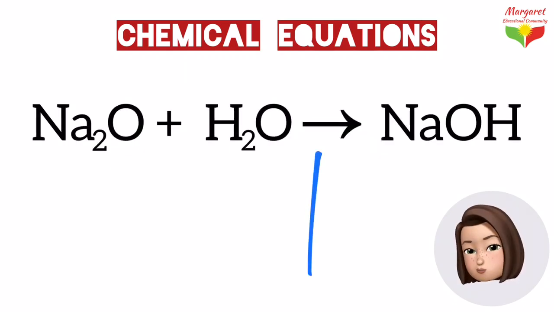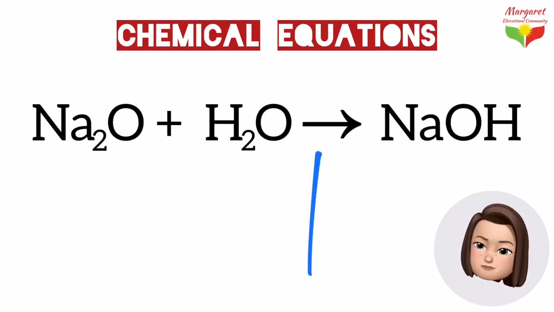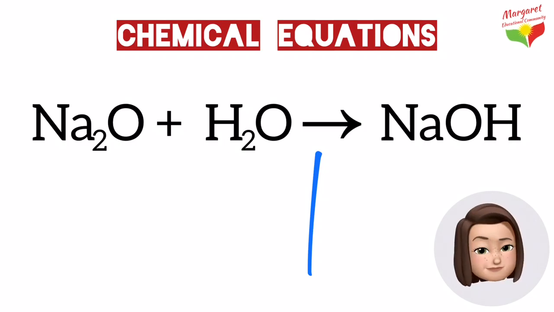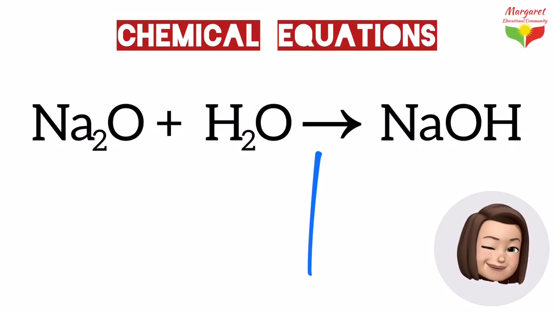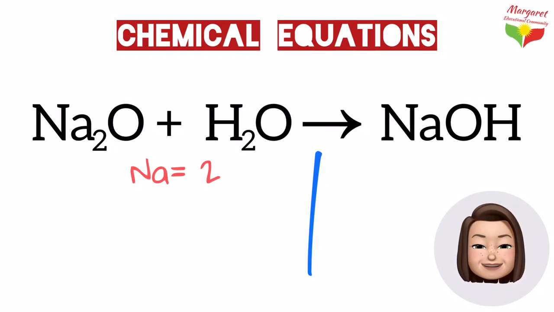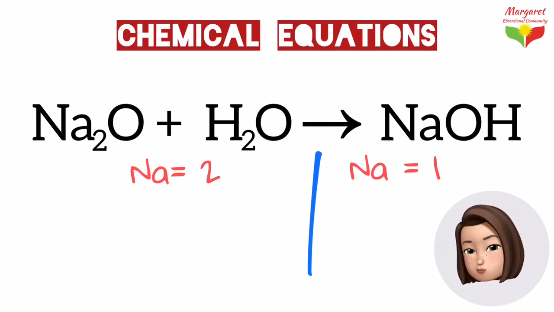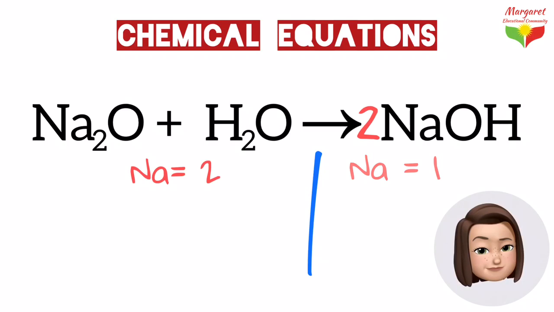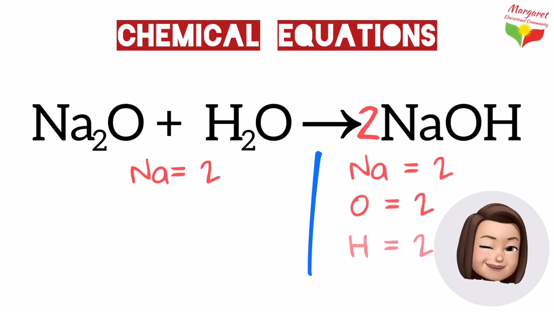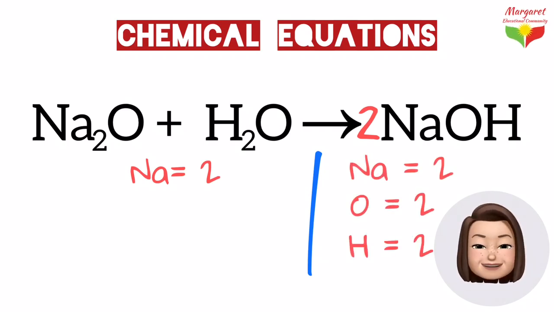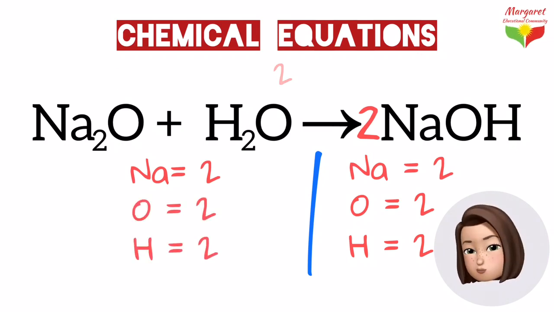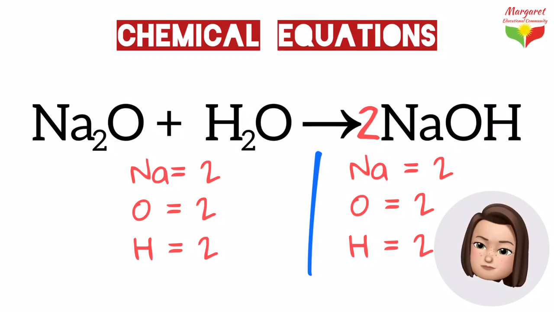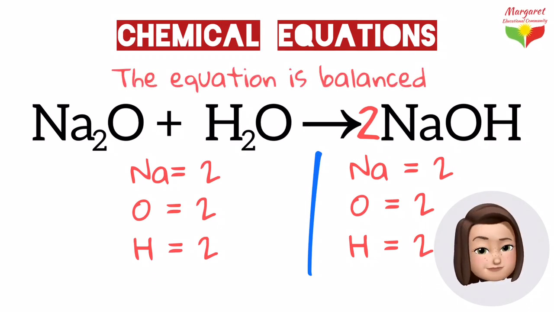But for example, in this equation, we have Na2O plus H2O. Now, they will form NaOH. We have two Na on this side of the equation, but only one here. So we need to make it 2. How do you do that? You just add the number 2 in front of it. That means there is 2 Na, 2 O, 2 H. Now, let's make sure about the other ones too. We have 2 oxygen and 2 oxygen here. We have 2 hydrogen here and 2 hydrogen here. That means our equation is balanced.